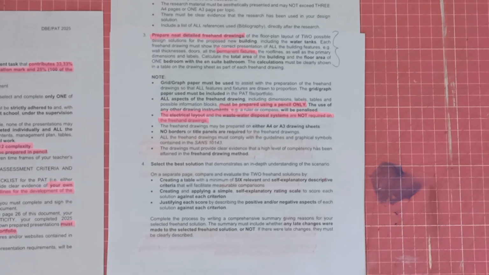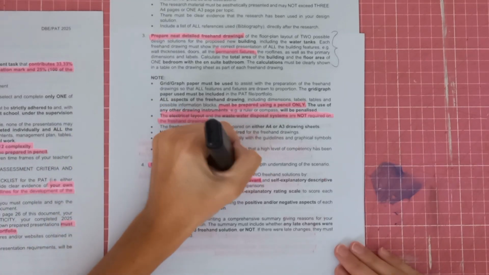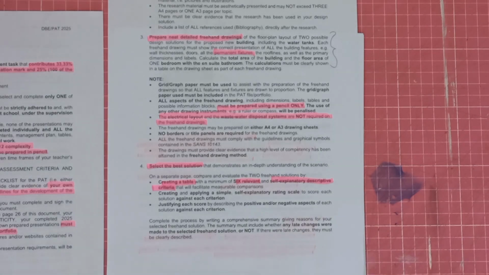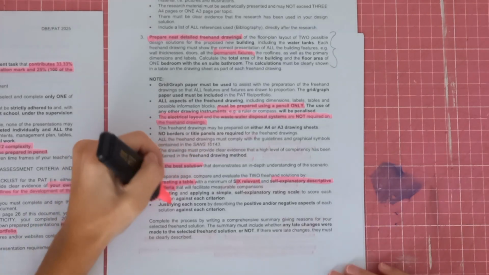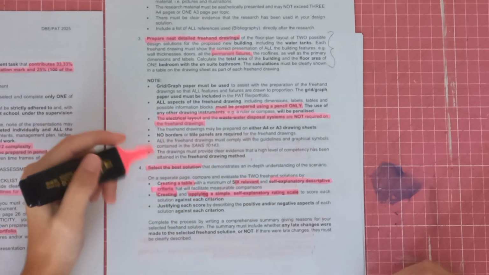So, on a separate page, compare and evaluate the 2 freehand solutions by creating a table with a minimum of 6 relevant and self-explanatory descriptive criteria that will facilitate measurable comparisons. Okay, so you're going to have to format a table and find 6 criteria that you can use to compare your freehands together. Creating and applying a simple self-explanatory rating scale to score each solution against criteria.